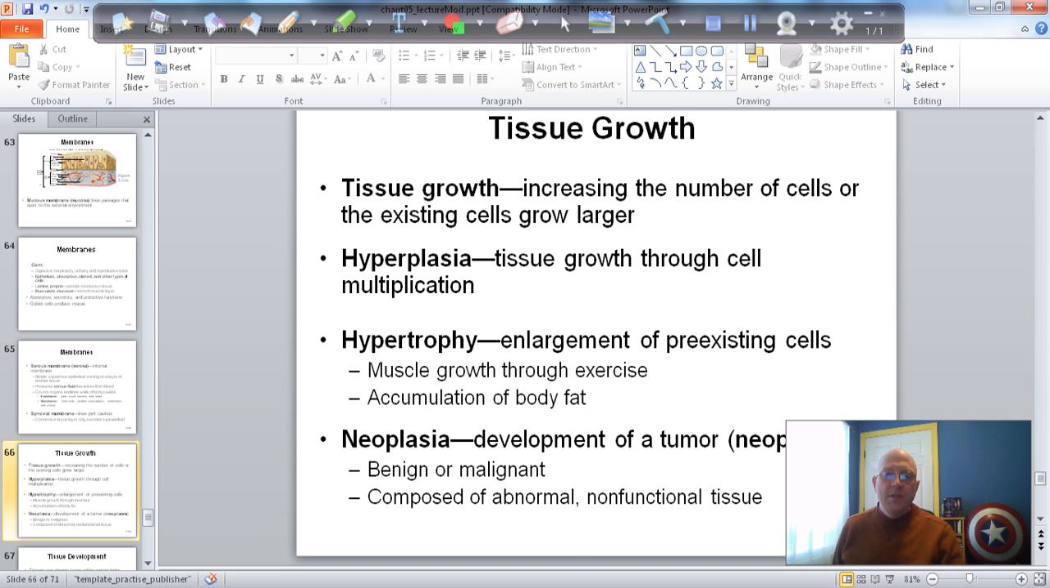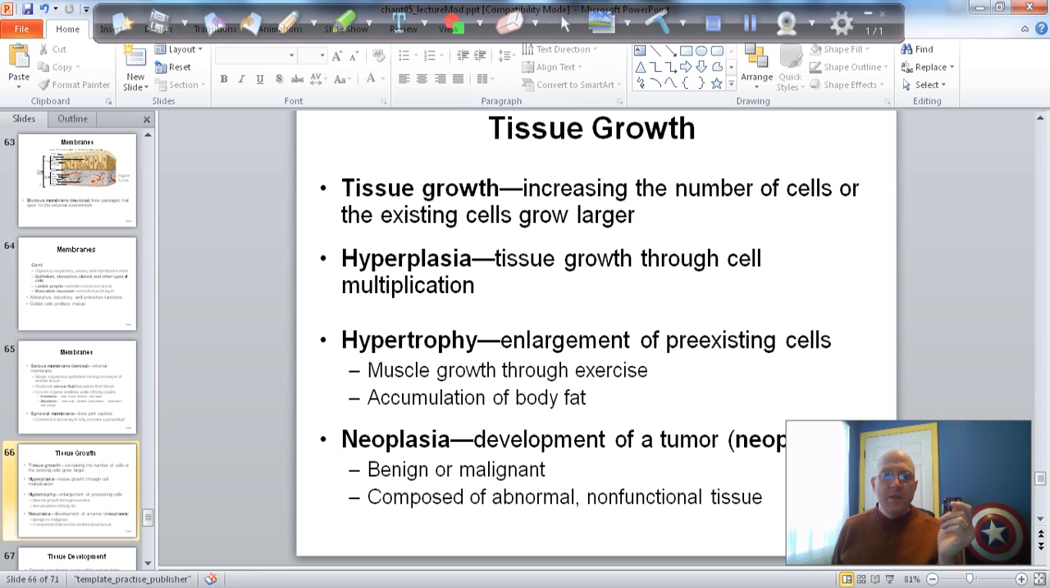Hyperplasia is tissue growth through cell multiplication. That's how you develop a callus. That is how, let's say, your fat cells are going to add to their mass, because you can have more cells. But hypertrophy is enlargement of pre-existing cells. Muscle growth through exercise is one example, and at the same time, as well as hyperplasia, fat can also go through hypertrophy.